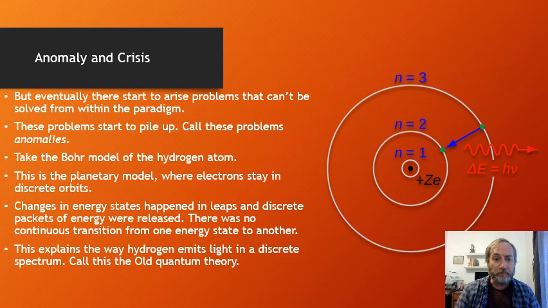And this explained some stuff, right? There was a reason for positing this. Hydrogen appears to emit light in a very discrete spectrum, right? It's not a continuous spectrum. It's very specific, and this can be explained by the behavior of these electrons in these shells.